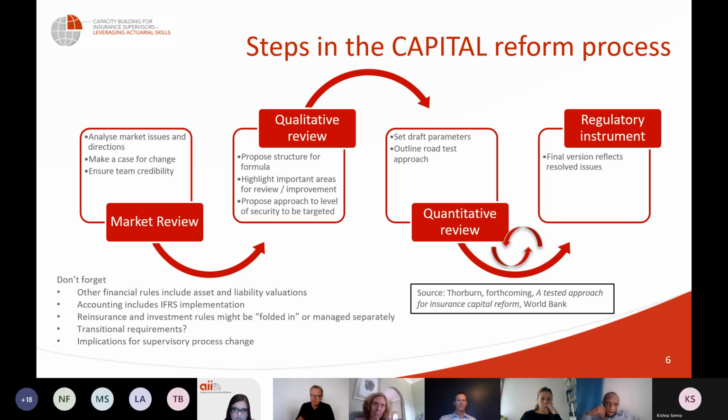Because when you go out and say to the industry, look, we think we need to upgrade our capital requirement, they're not sitting there thinking, yes, isn't it great to have risk-based supervision? Or isn't it great to be improving our capital rule to better comply with the IAIS standards or anything like that? The first thing they're thinking of is, you want to increase my capital, that's going to cost me money, and I don't want to do that. So the first step really is to make the case as to why this is a good idea to explore. So that's really what comes out of this market review.